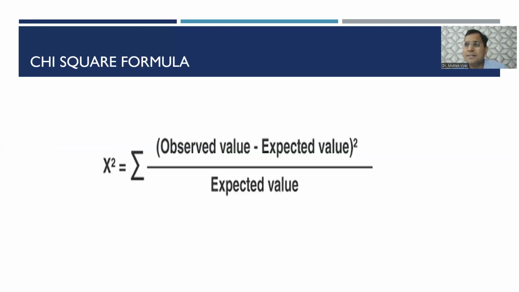So chi is a Greek letter. It is not pronounced as kai, it is pronounced as chi. The formula is summation, observed value minus expected value, whole square upon expected value. So this is the formula to calculate the chi-square value. Then as usual, we compare it with table value. There is a separate table given for the chi-square test.